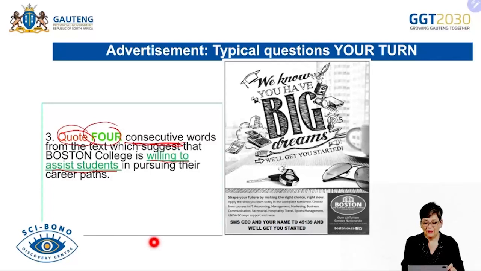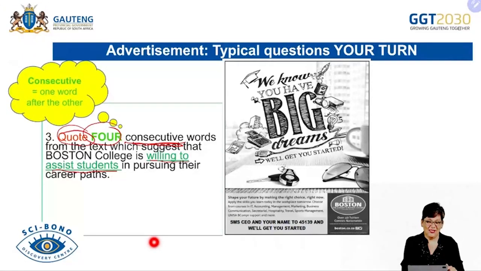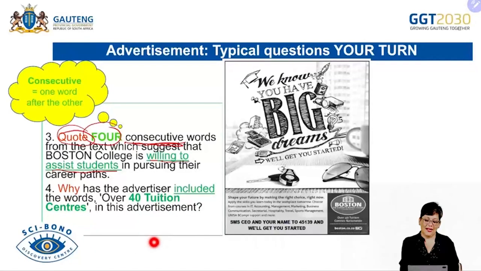Right. Did you get that? I'm sure you did. Now remember this, consecutive. You're going to see it quite often. You might find it in the comprehension. You might find it in cartoons or advertisements. You might even find it in your literature paper. One word after the other. Not 4 random words. One word after the other. Right, and here we go.